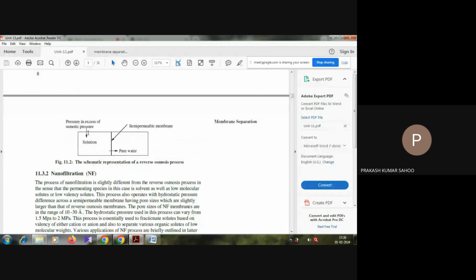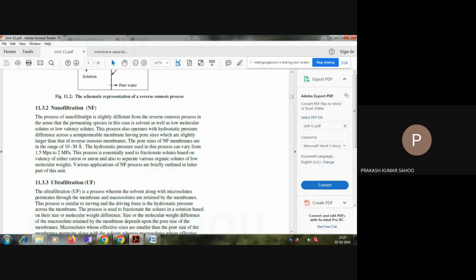Then this is the schematic representation. If this is the solution part, that is ordinary water with a higher concentration of the impurity or the solute, then by using the semi-permeable membrane, it allows only the solvent particles to pass through it. Only the pure water will flow, and the impurity or the solute will remain intact with this semi-permeable membrane. The filters we use in our water purifiers are nothing but semi-permeable membranes.